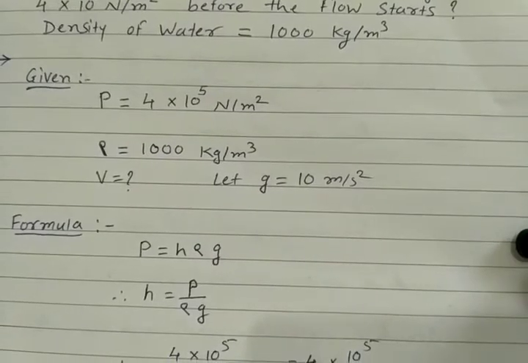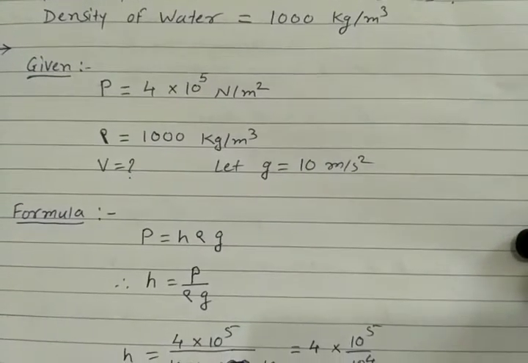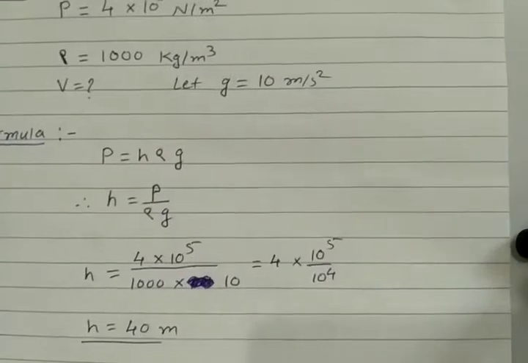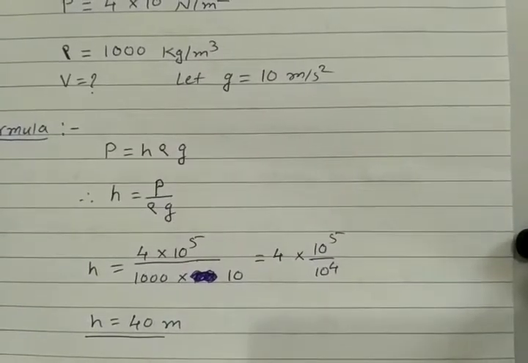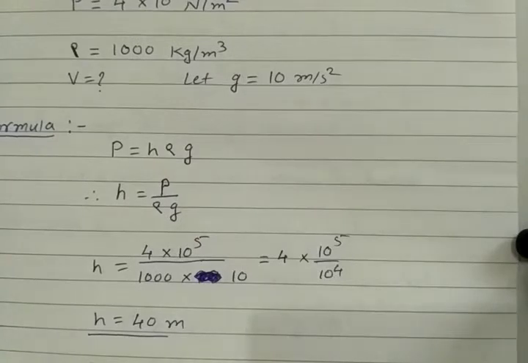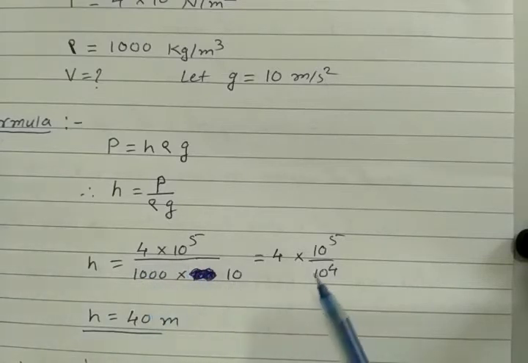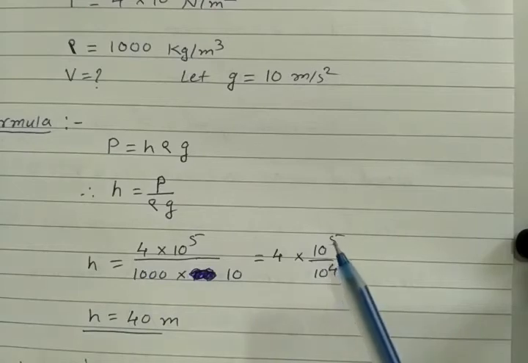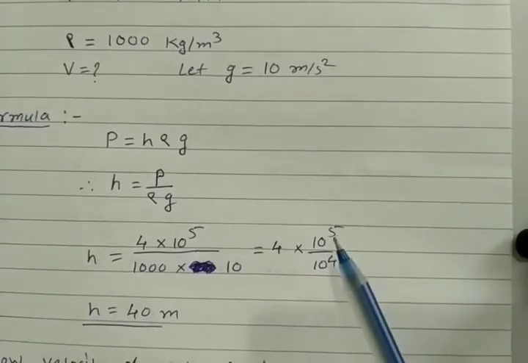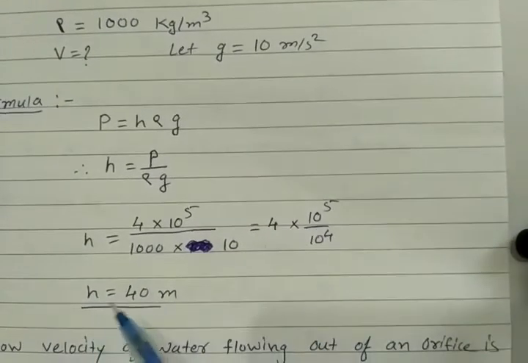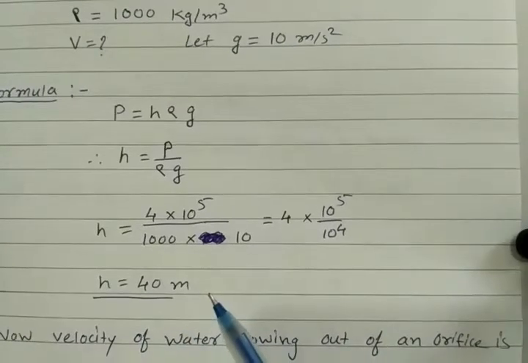Therefore height h is equal to P upon rho g. Substituting the values of pressure, density and acceleration due to gravity, we have simplified these substitutions. 4 into 10 raised to 5, 1000 into 10. The 1000 into 10 is 10 raised to 4 and above we have 10 raised to 5, and therefore solving this, the answer is 40 meter.